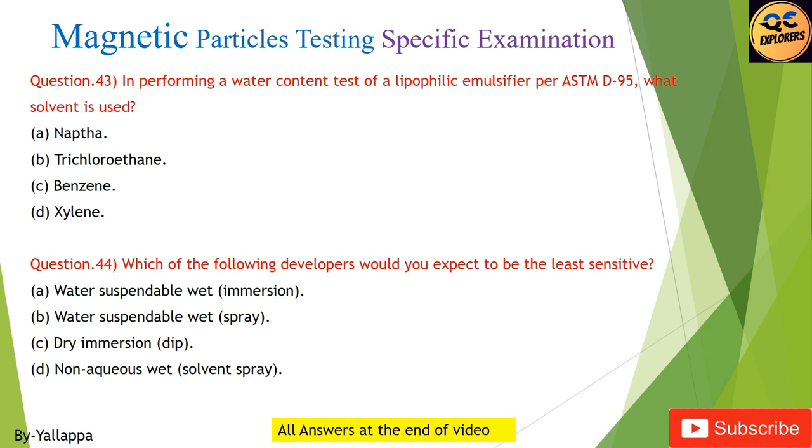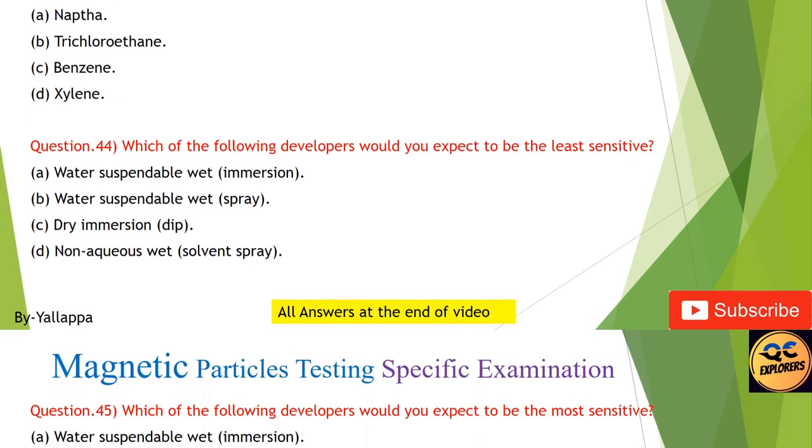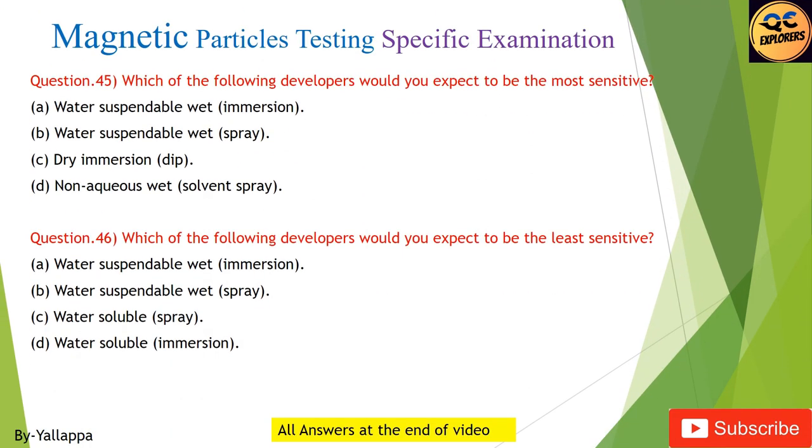Water-suspendable wet, dry immersion, non-aqueous wet. Question point 45. Which of the following developers would you expect to be the most sensitive? Water-suspendable wet, dry immersion, non-aqueous wet.